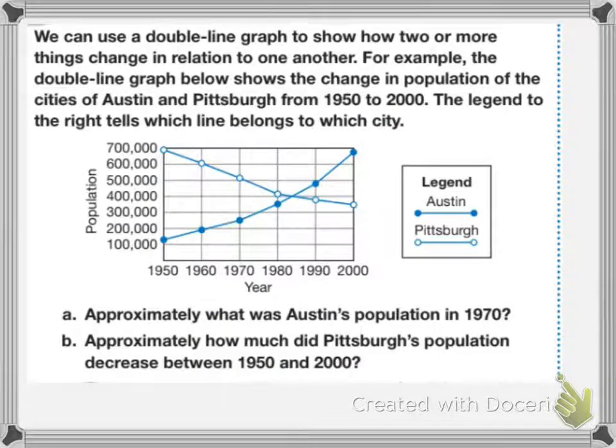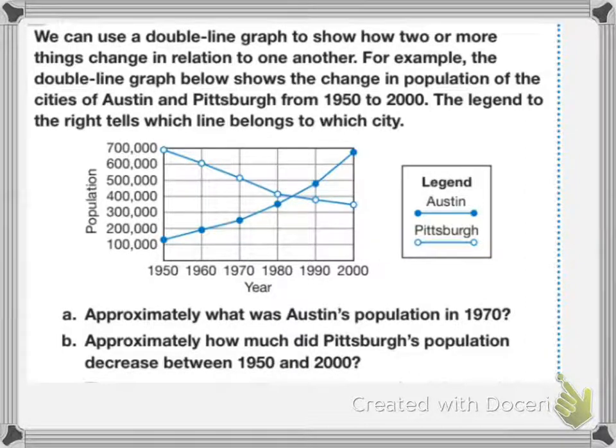On this next graph, we can use a double line graph to show how two or more things change in relation to one another. For example, the double line graph below shows the change in population of the cities of Austin and Pittsburgh from 1950 to 2000. The legend tells us which line belongs to which. If you look, the population of Austin goes up, while the population of Pittsburgh goes down for those years.